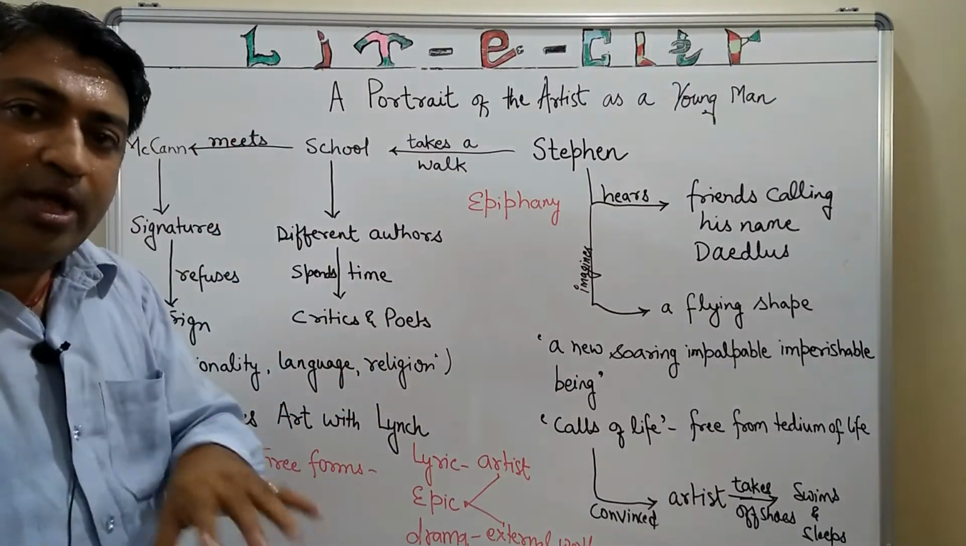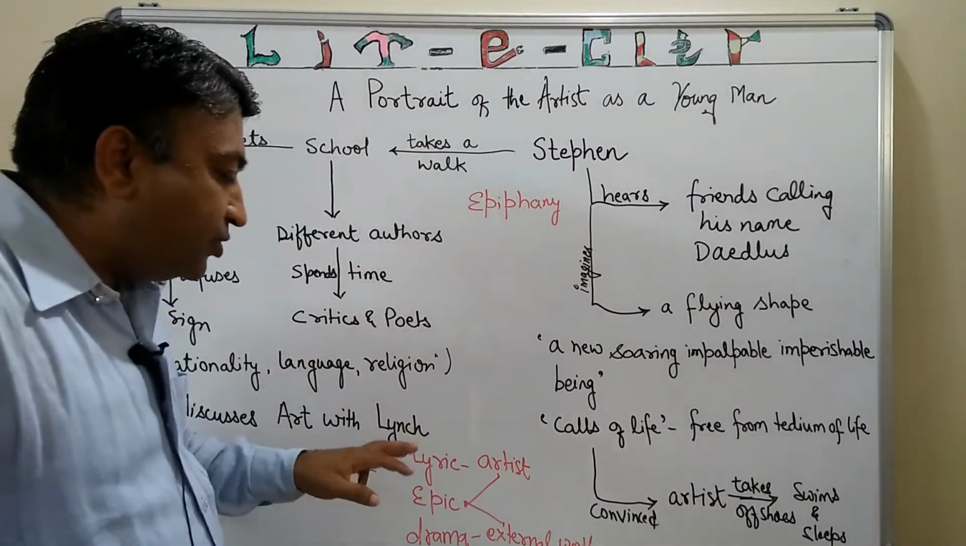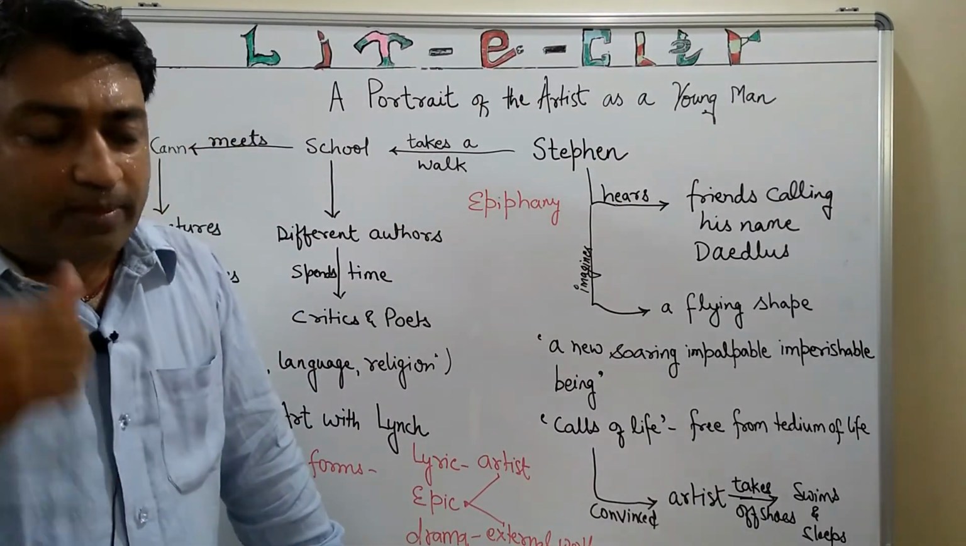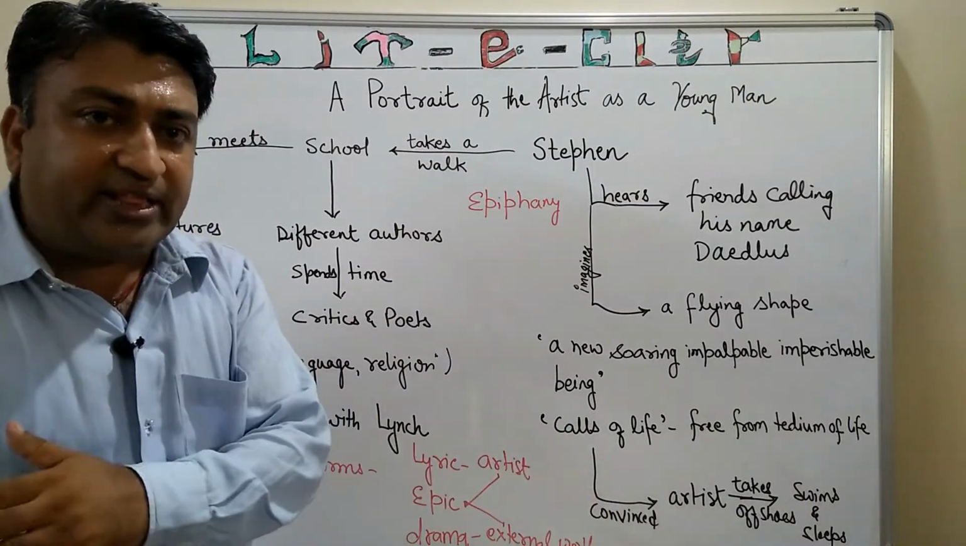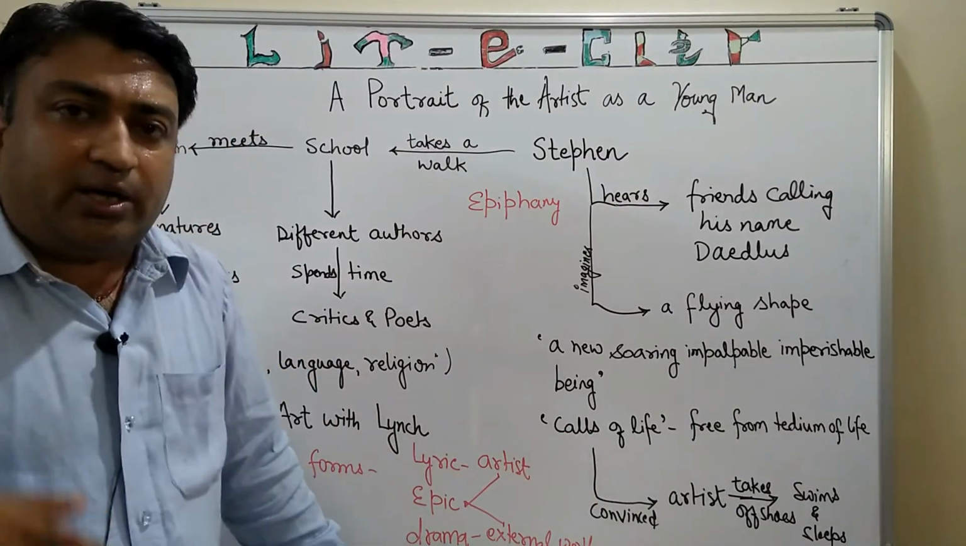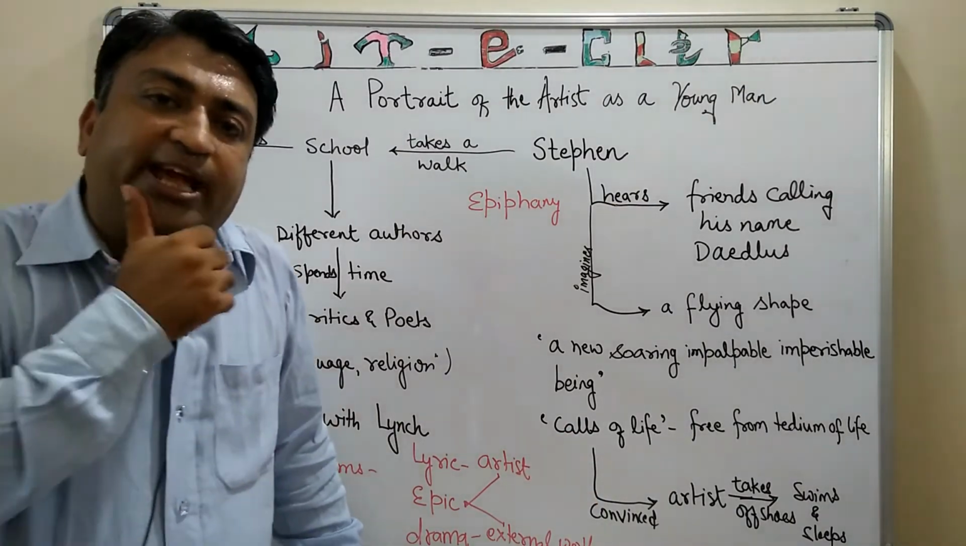And he also divides arts into three forms: lyric, which is purely from the artistic point of view; epic, which is in between artist and the external world; and the drama, which is all about the external world.